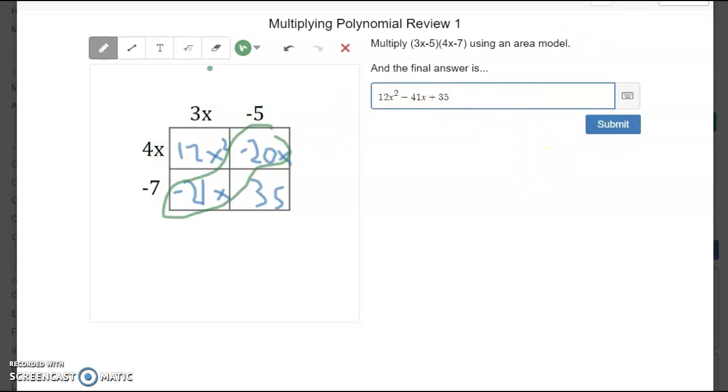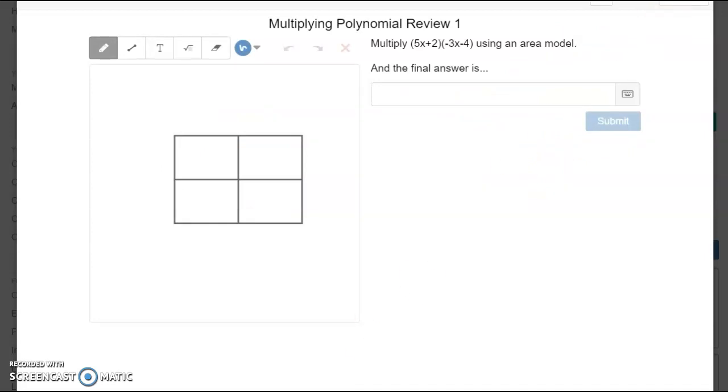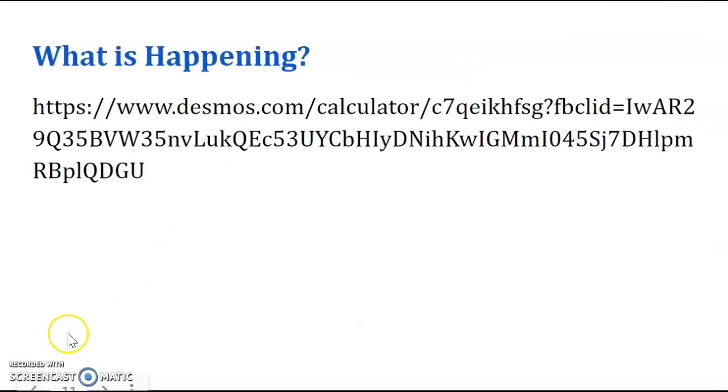I'm going to leave the next one for you to do. Okay, remember you need to put 5x plus 2 at the top and negative 3x minus 4 on the side here, and then multiply them out.